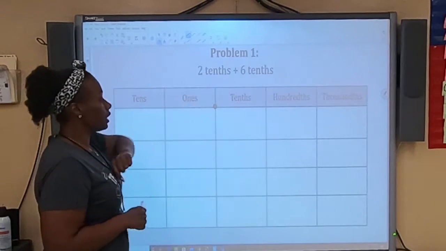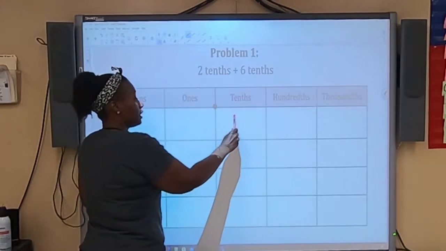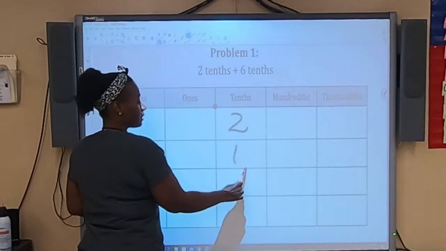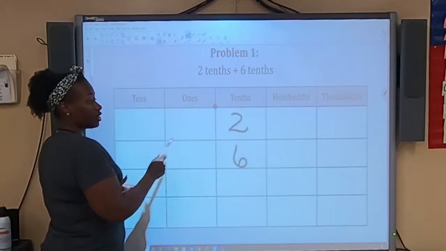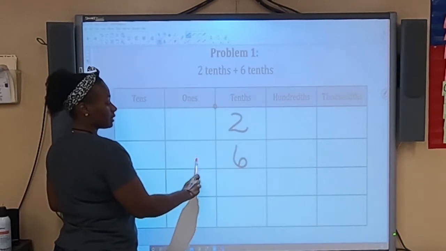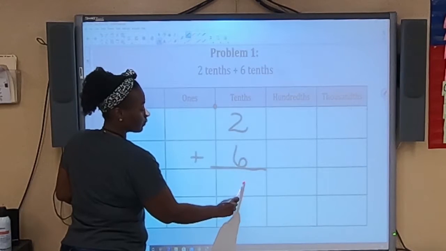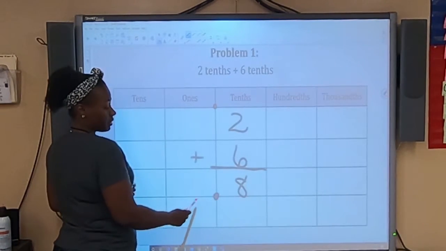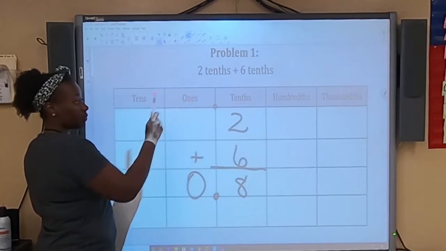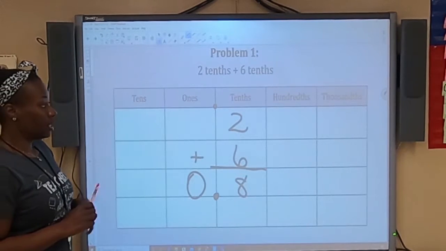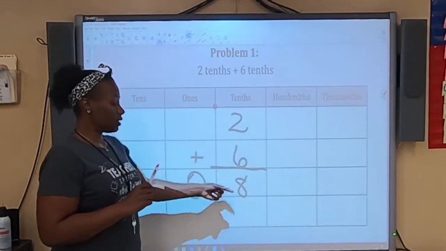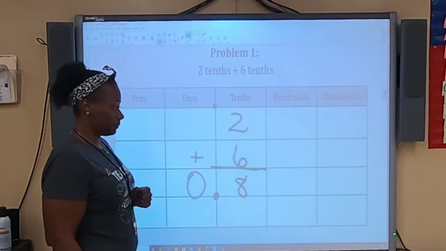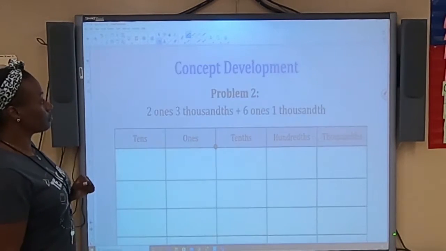So let's start with 2 tenths. I simply put my 2 in the tenth place, my 6 in the tenth place. So those are 2 different numbers. So 2 tenths plus 6 tenths would give us 8 tenths. And when I write it in standard form, I simply drop my decimal, and I can put my 0 in the ones as we've been doing. So 2 tenths plus 6 tenths equals 8 tenths. Notice how my units stayed the same. Tenths, tenths, tenths. Okay, pretty simple.